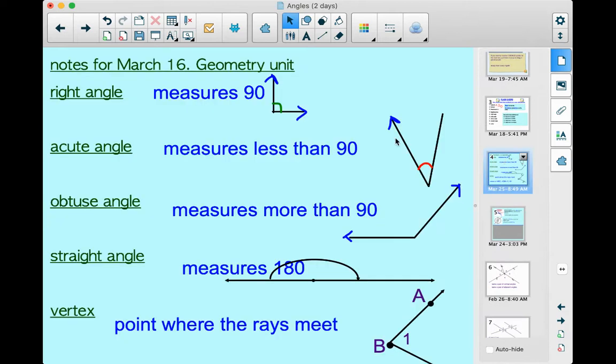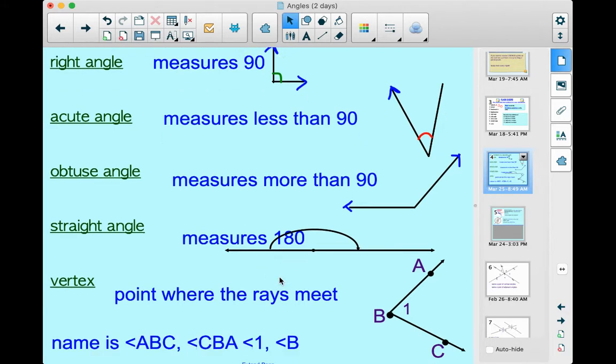We flip back to what we learned. Right angle: an angle that measures 90 degrees. An acute angle is an angle that measures less than 90 degrees. Obtuse angle measures more than 90 degrees. Straight angle measures exactly 180 degrees.